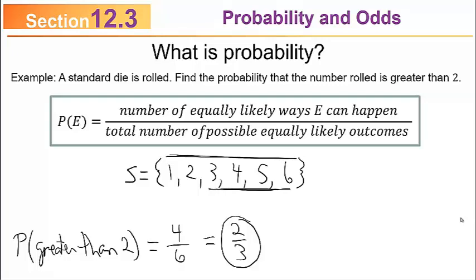And 4/6 reduces to 2/3. Very similar to the previous problem. In fact, so similar that the answer is the same, but that's just coincidental.